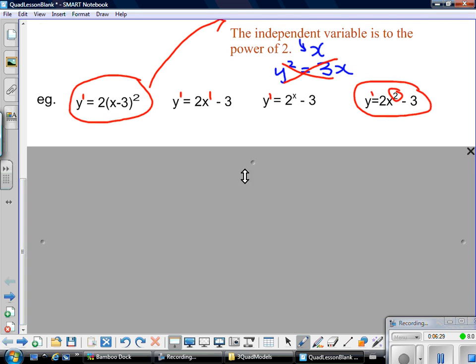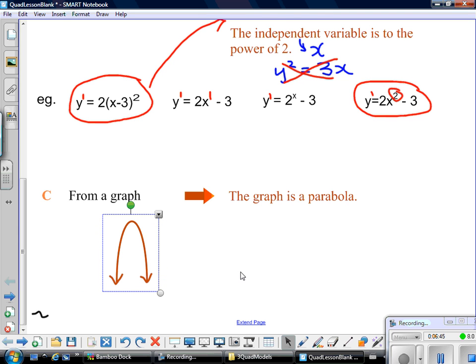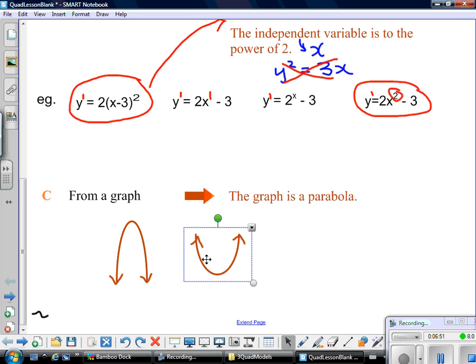And the last thing that we can say about quadratics has to do with their graph. Now we know from their graph a couple different things. We know that it's the shape of a parabola. And parabolas come in two different forms. One form is a U turned upside down, or it could be a U turned upward. Okay, so that is the typical shape of a parabola, and that tells us it's quadratic.